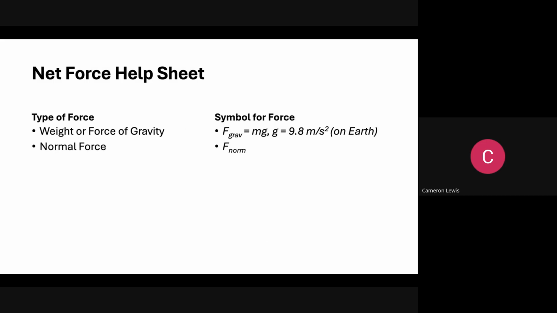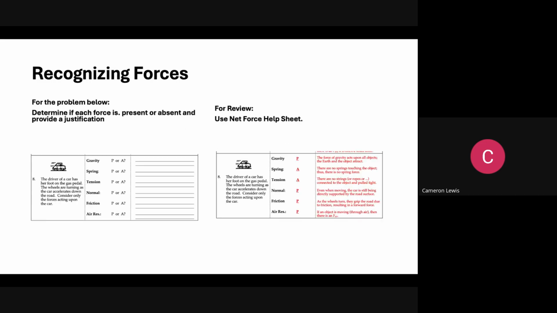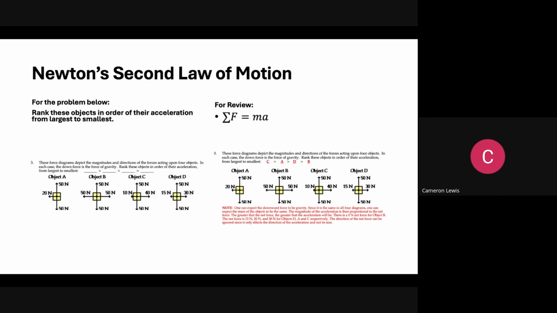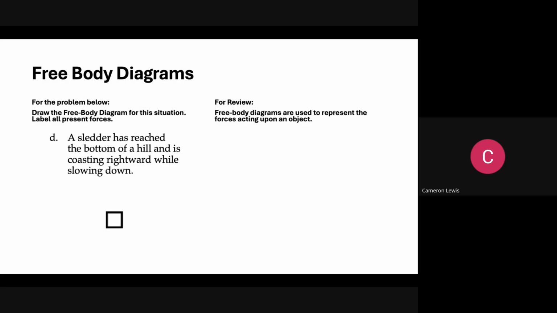We talked about different types of forces to bring us back here, to get us to here. Now when we have a free body diagram, we want to label all the different types of forces that act on the object as it's in motion. In this one right here, I'll just go through it. We have a sledder. It reaches the bottom of the hill, and he's close to right where I was slowing down.